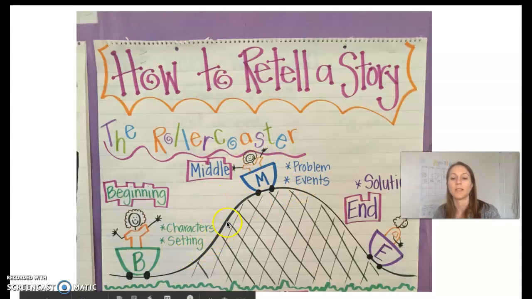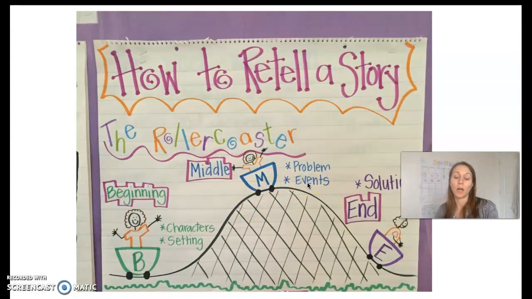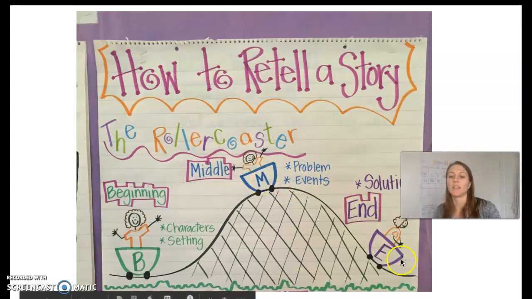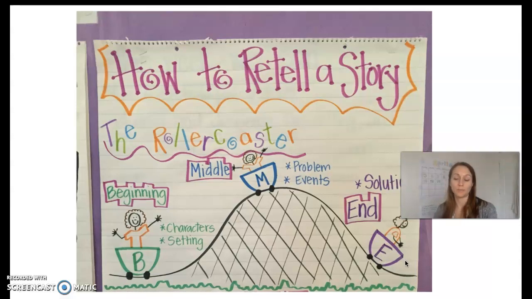Then when we get into that top part of the roller coaster, that is going to be the middle. So here you might talk about the problem that happens to the character and what kind of events follow the problem. The end is like the end of the roller coaster. You're going to talk about the solution. So what solution happened to fix the problem in the story you read? So today I'm going to read a short story for you guys, and we're going to talk together about how we retell the story from beginning, middle, and end.